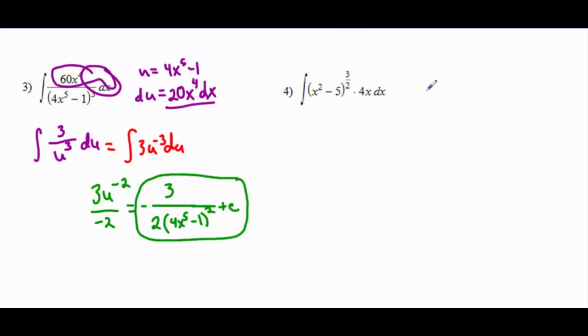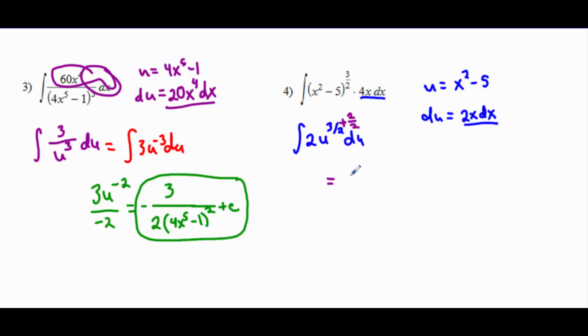On number 4, we're going to set the inside of the parentheses equal to u. Get x squared minus 5. du equals 2x dx. And so we compare 4x dx and 2x dx. We divide those and we get 2. So this is 2u to the 3/2 du. Now this is still a power rule because I'm going to add 1 to this exponent. Well, if I add 1 with a fraction, I need a common denominator. So I really want to add 2 over 2, which is going to give me 2u to the 5/2.